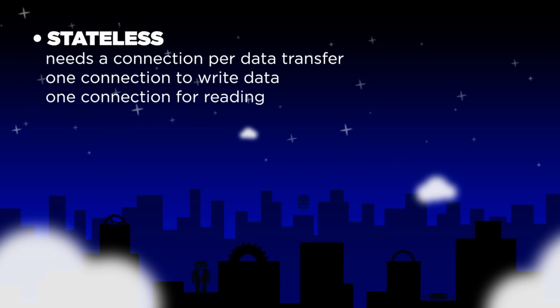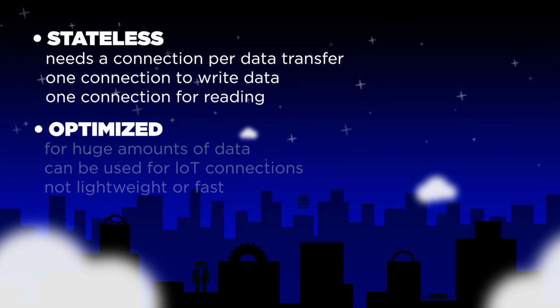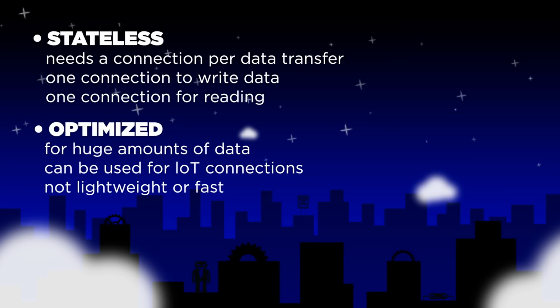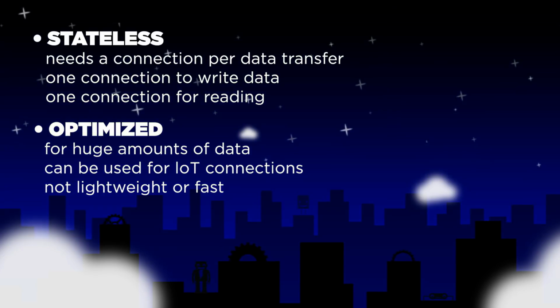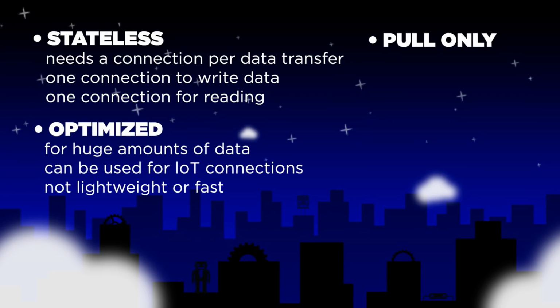HTTP is stateless, so you have to have a connection per data transfer. One connection for every time you want to write data, one connection for reading. HTTP is optimized for huge amounts of data, such as those used by websites. And it can be used by IoT connections. But it's not lightweight, and it's not that fast. Another problem with HTTP is it's pull only.